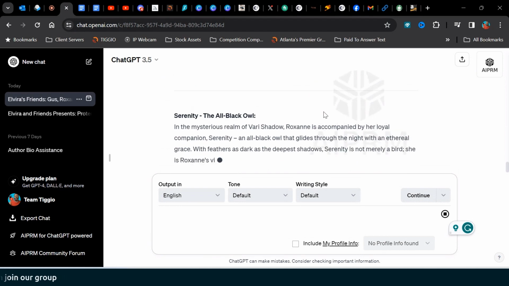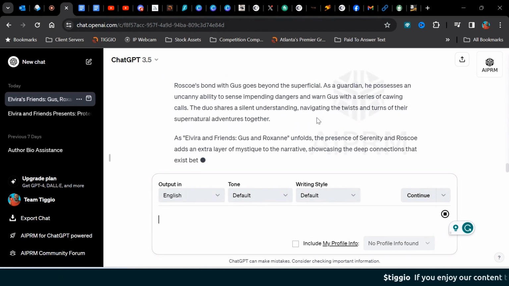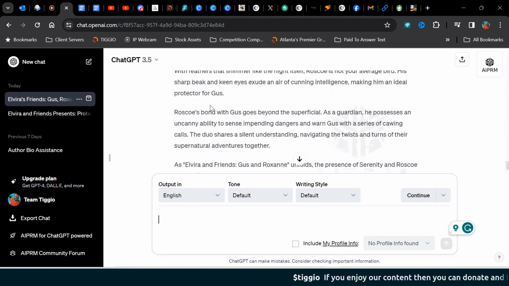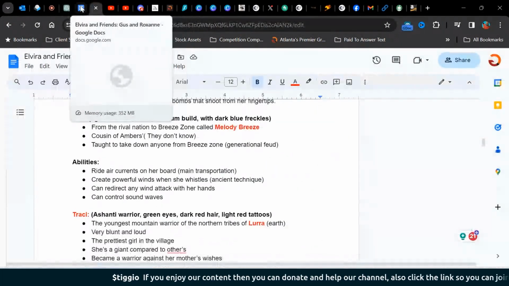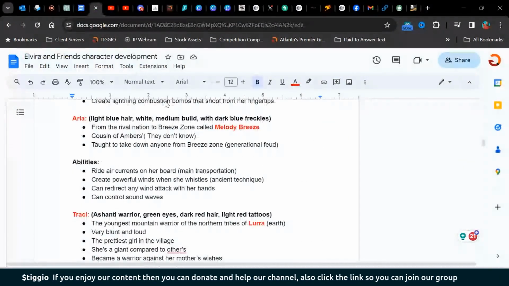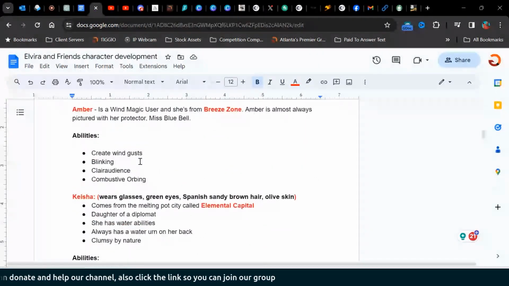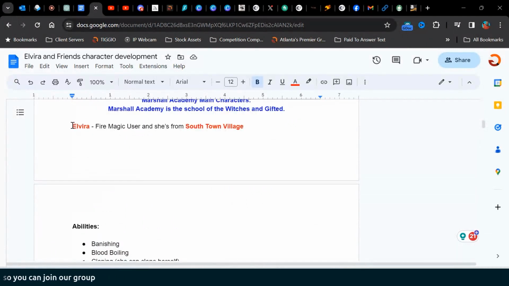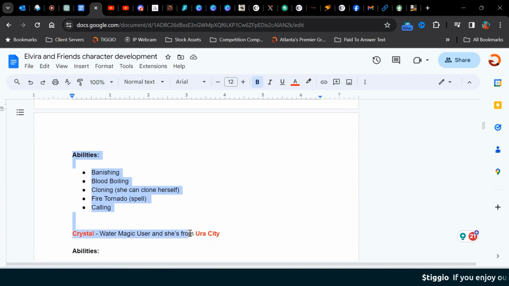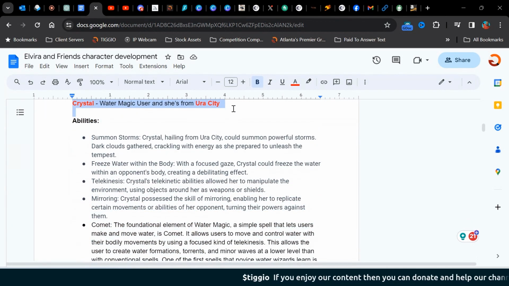All right, so we're putting in all of the characteristics of what's going on in the story. Roxanne is actually from Vari Shadows. So you got to put all these characters in there first. You don't want to not have your characters in there because it's not going to work. Elvira is from Southtown Village. Crystal is from Uriah City.